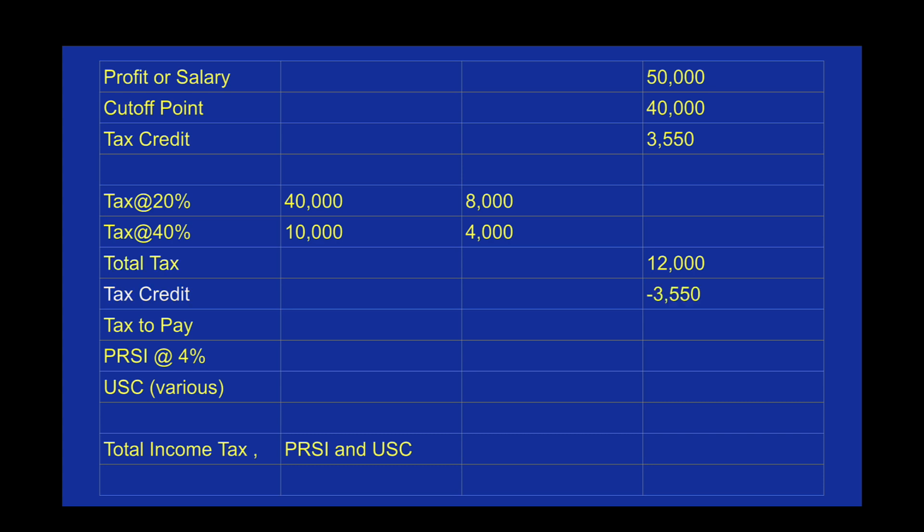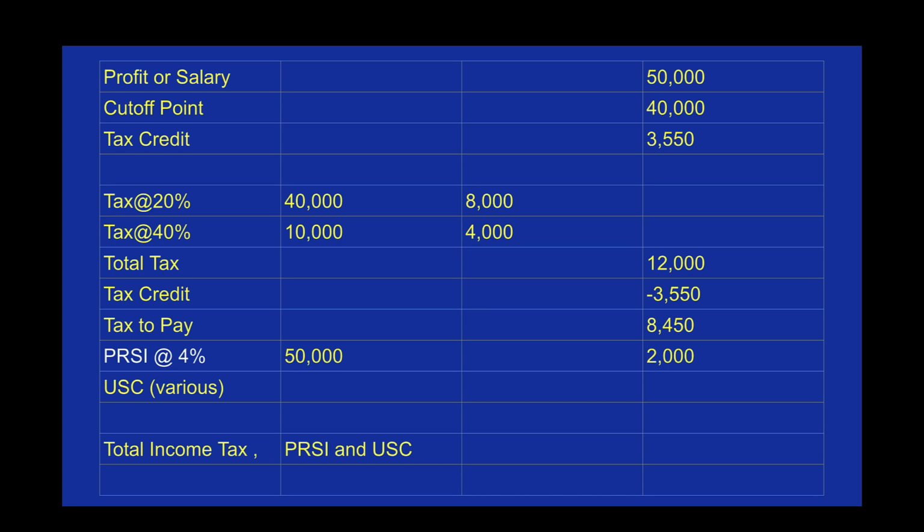And this now is where our tax credit comes in. So we take the tax credit, which is 3,550, and subtract that from the total tax, and that gives us 8,450. So you can see why it's important, first of all, to have the highest cutoff point that you can, that you're maximizing that with all the allowances you're entitled to and sharing it between you and your spouse. And the same with your tax credits, that you are claiming everything you're entitled to.